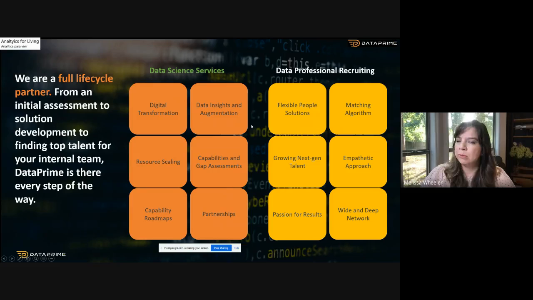We also have the data professional recruiting side. And the first box here that's listed is flexible people solutions. And that just means that we provide temporary, full-time, permanent people that are needed for various projects to fully understand the data and to help businesses make good solutions. I mentioned the algorithm that we use, but we also use both AI, machine learning, ML, and also our technical partners to fully understand what a company is needing and the gaps that they have in talent to be able to match them up to some good data professionals.